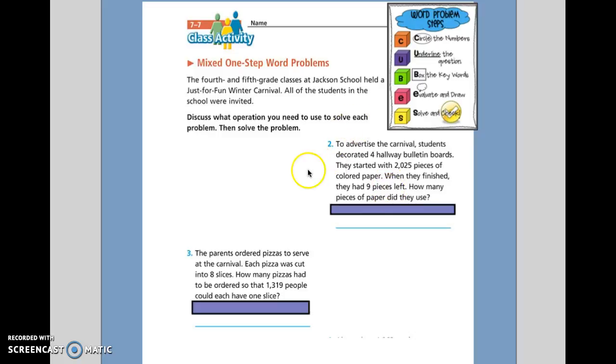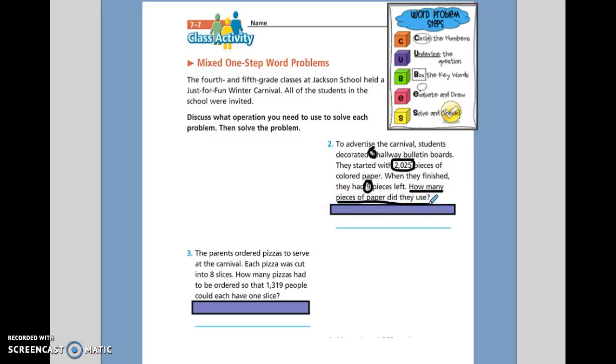So first, we're going to go ahead and circle all of the numbers that we see. So there were 4 bulletin boards. They used 2,025 pieces of paper, and at the end they had 9 pieces of paper left. All right. Then we're going to underline the question. How many pieces of paper did they use?